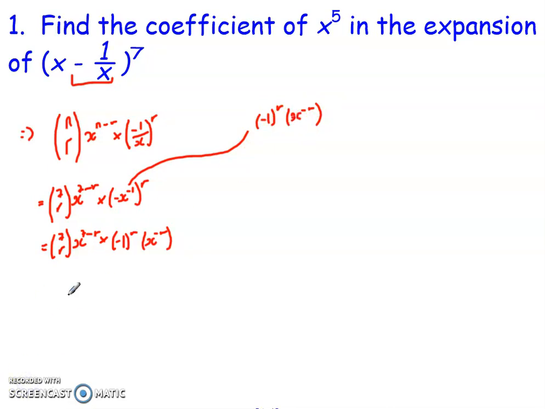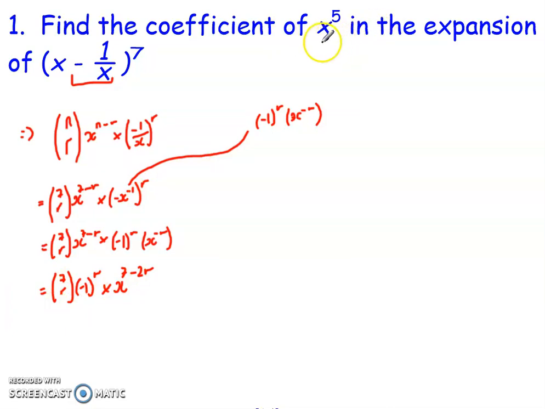So now that I've got that sorted, I start to simplify it and write it in a much more general manner. So my binomial coefficient is still going to be 7Cr. I've then got the negative 1 to the r times, and I'm going to combine my x's. So I've got x to the 7 minus r times x to the minus r, which is going to be x to the 7 minus 2r. So there we go, that's my general term. All it depends upon is r.